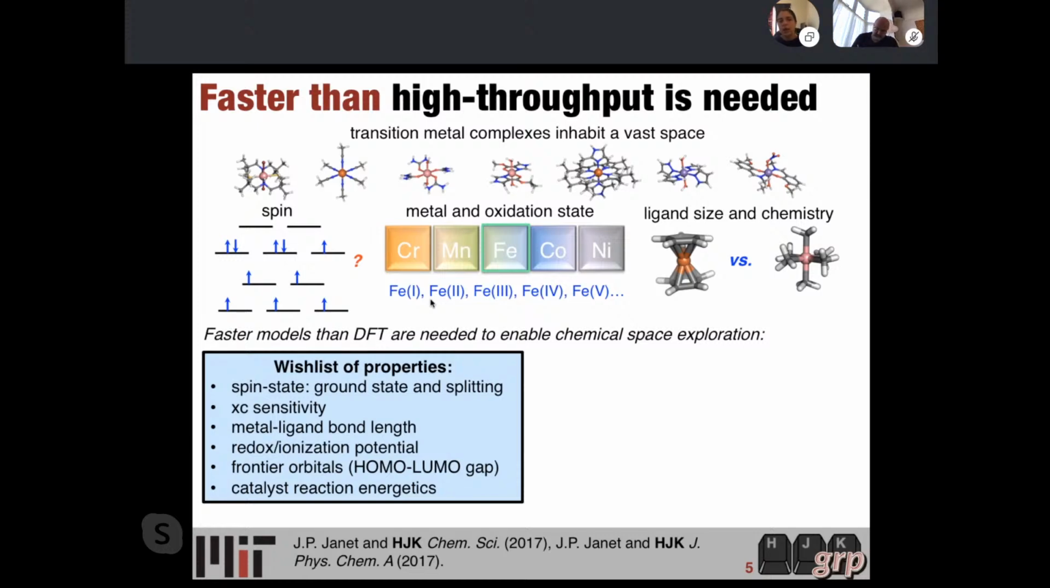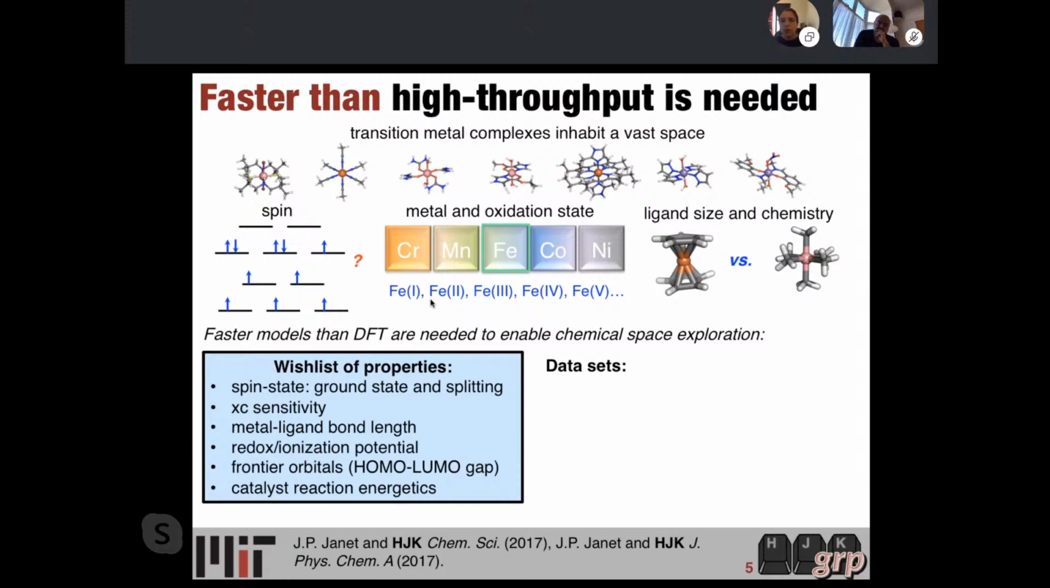But I put up this wish list to highlight how different our interests in machine learning were than many of the community that has focused much more on atomization energies. Our focus was really to take this engine we had for high throughput DFT and make it faster and make it work better and allow it to explore larger chemical spaces. And so hopefully by the end of my talk, I will show you how we've managed to achieve those goals.